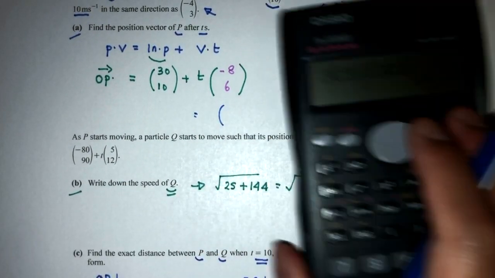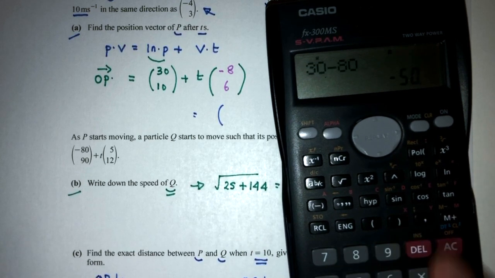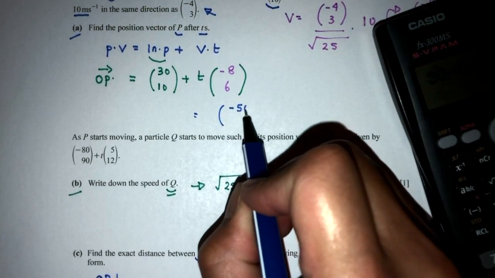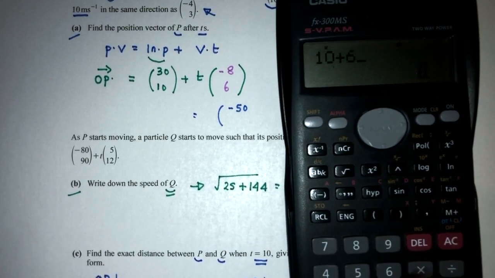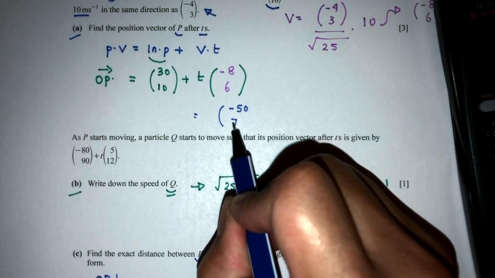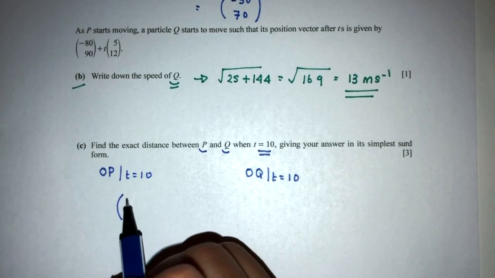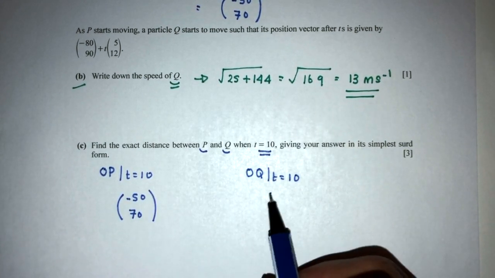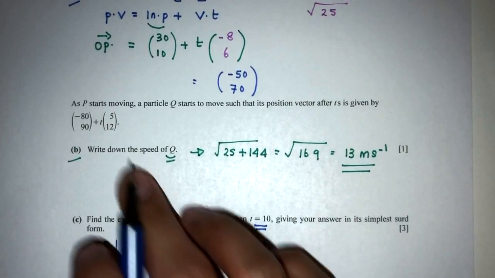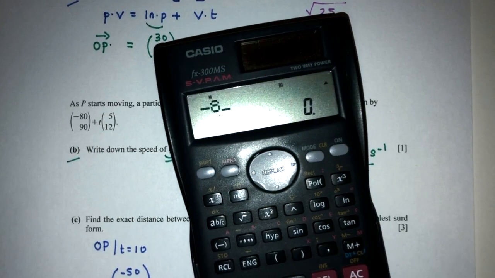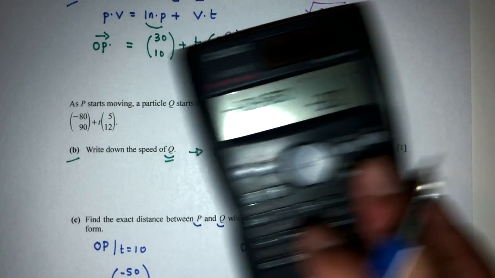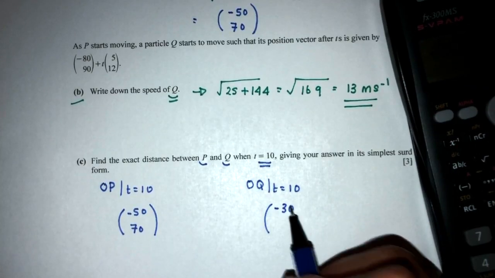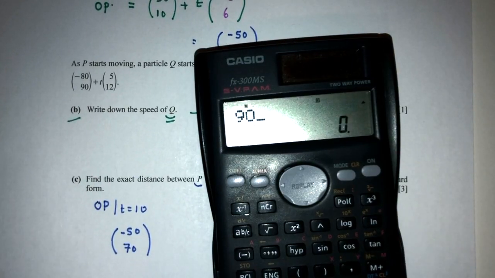That will be 30 minus 80, that will be minus 50. And we have 10 plus 60, that should be 70. So that will be the position of P at time equal to 10. Now for this one, OQ, replace here, we have minus 80 plus 50, that will be minus 30. Then we have 90 plus 120, that should be 210.